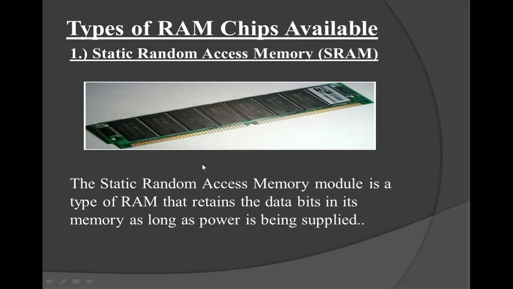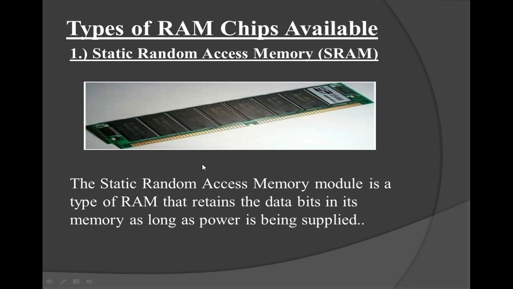Now we are going to go with the types of RAM chips available. We have seen the difference between ROM and RAM. Now we are going to see RAM. As we saw earlier, RAM memory is divided into two types. The first one is SRAM and the second one is DRAM.